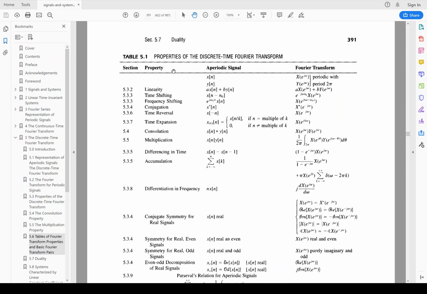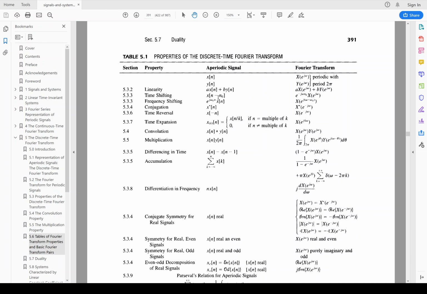So you'll see here's the aperiodic signal, and then here's its Fourier transform. Before we get to the properties, it says, okay, suppose x of n has Fourier transform X(e to the j omega), and y has Fourier transform Y(e to the j omega). Then we've got linearity: a times x plus b times y is a times capital X plus b times capital Y.